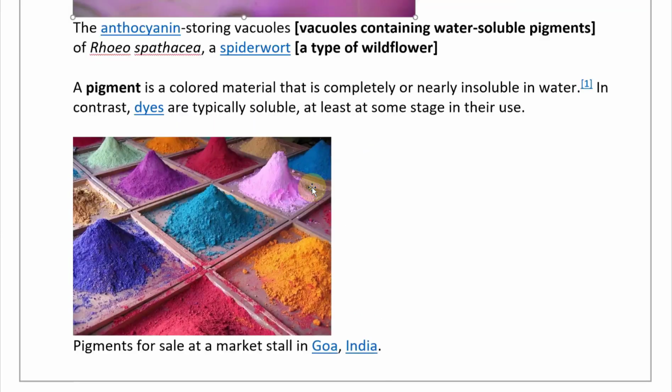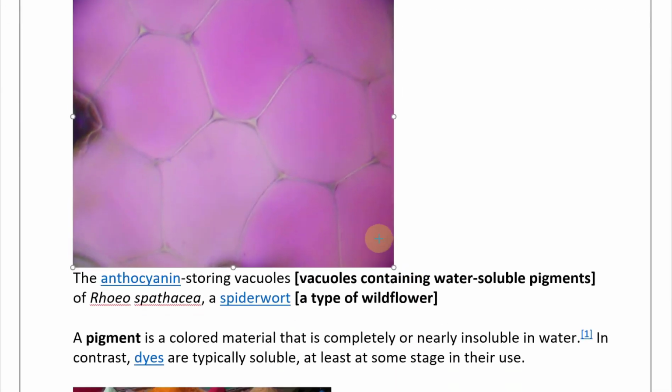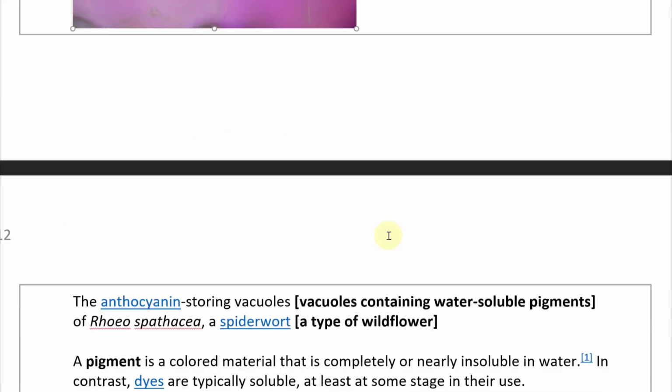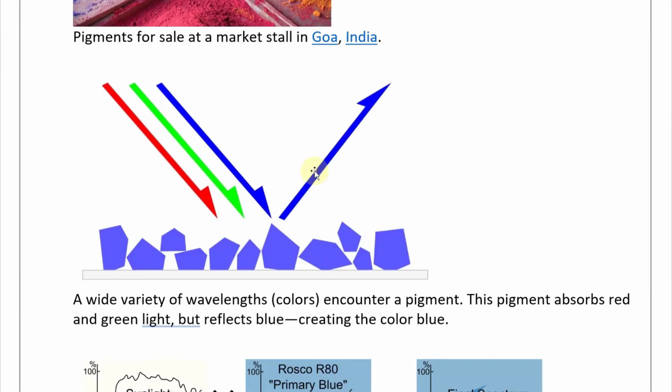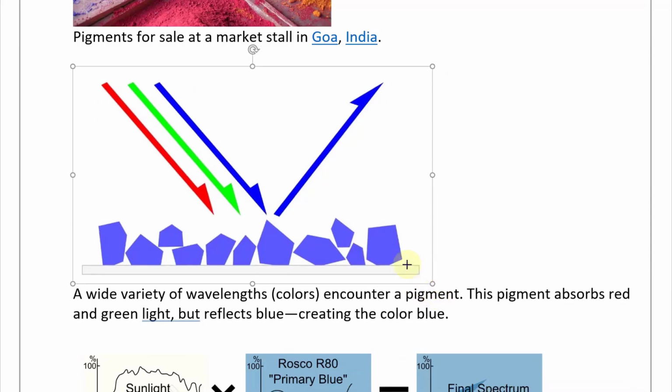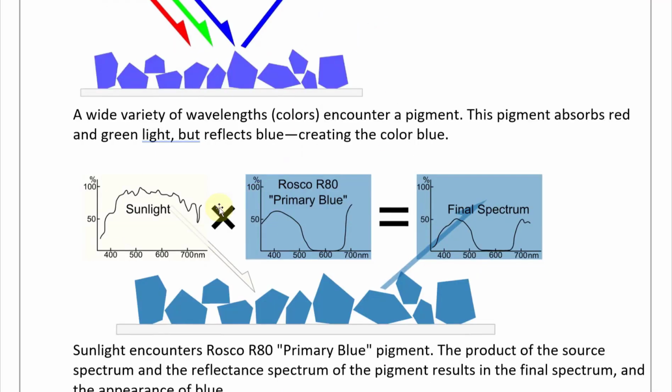Let's continue further here. We can make this a bit smaller. We continue further, and here just to illustrate pigments, how they get the color. A wide variety of wavelengths, colors, encounter a pigment. This pigment absorbs red and green light, but reflects blue, creating the color blue. So you have a pigment here that would absorb these wavelengths, the red and green right here, but then it reflects the blue one, which doesn't get absorbed, and hence you get this bluish color.